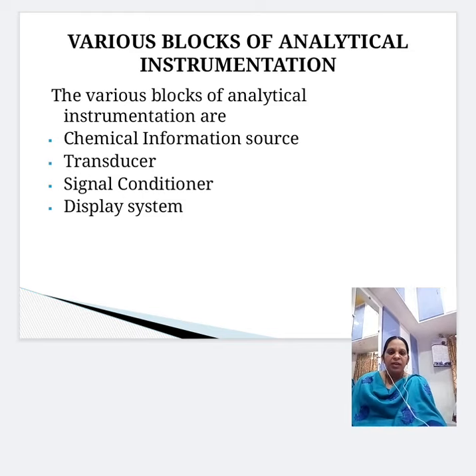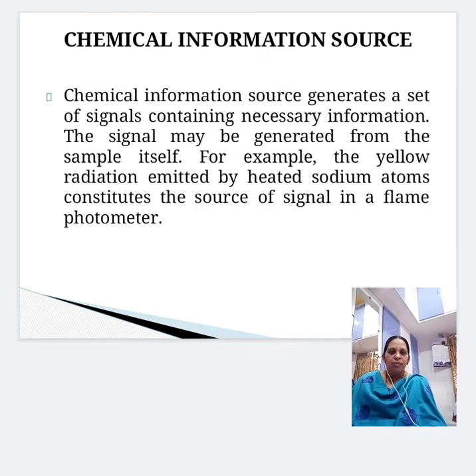Before going into the types of energies, I would like to describe the blocks of analytical instrumentation. The first one is the chemical information source. The chemical information source generates a set of signals containing necessary information. This necessary information comes from the interaction of stimulus with the sample.